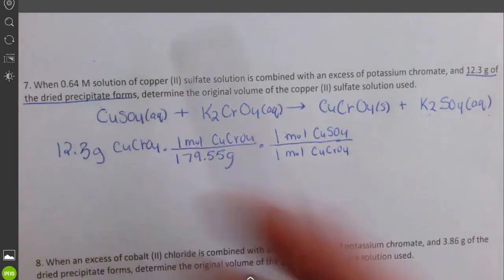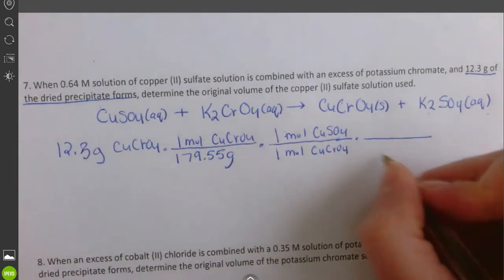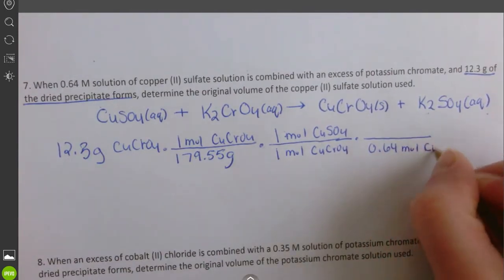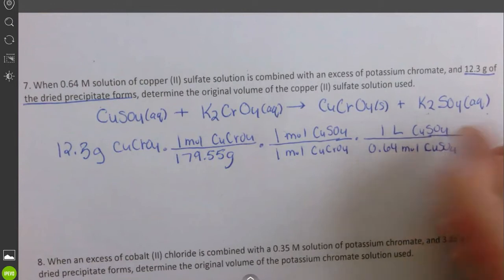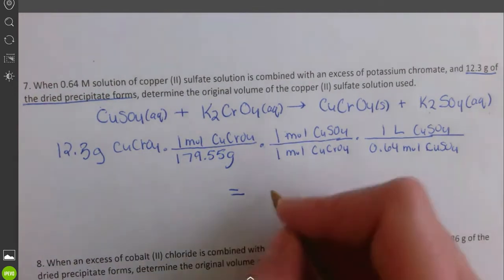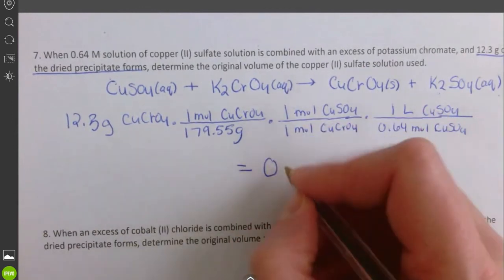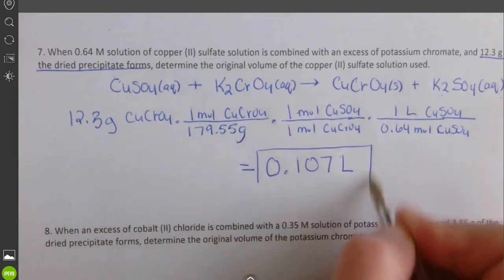Now I can go ahead and use my molarity here if I want, because I know based on the molarity that for every 0.64 moles of my CuSO4, I'm going to need 1 liter of it. So when you go ahead and actually plug that in, so 12.3 divided by the molar mass divided by the 0.64, you should get here, and I'm going to go to the 3 sig figs that I had for my grams here, I get 0.107 liters, and that would be my answer.